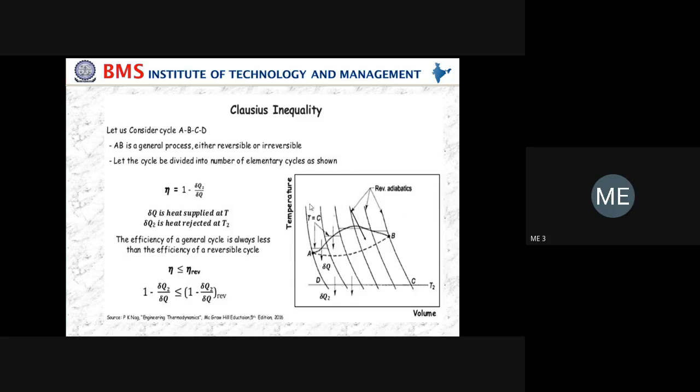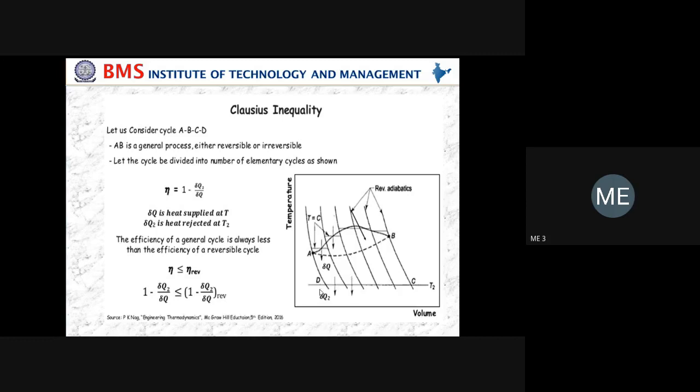Heading is Clausius inequality. Once again, first you analyze the diagram. This is the temperature-volume diagram, with volume on the x coordinate and temperature on the y coordinate. Don't worry about the coordinates; concentrate mainly on the nature of the curve. First you draw one horizontal line at the bottom, and then you draw one curve in this way, AB as a curve. You have to draw like this.